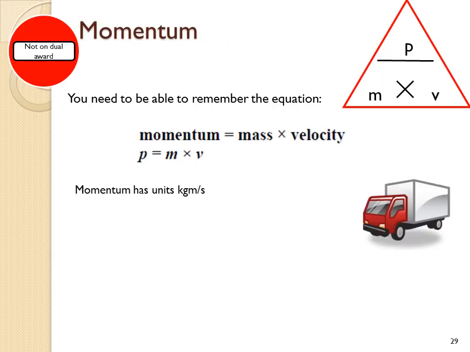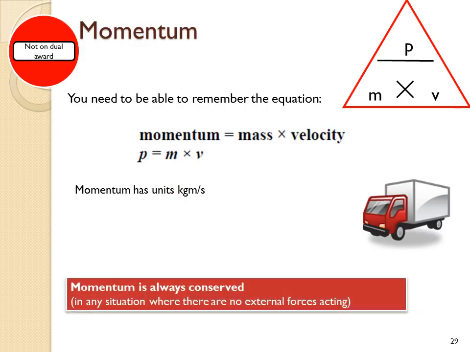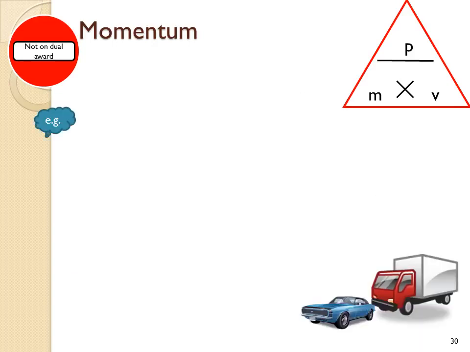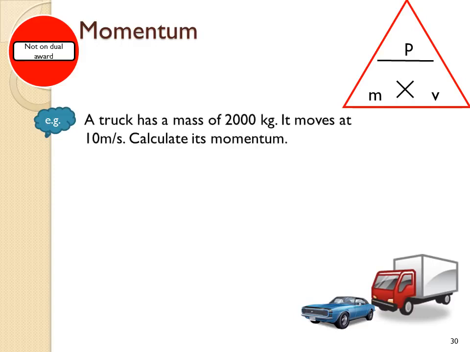Momentum is the quantity you get if you multiply the mass of any object by its velocity. So it has units of kilogram meters per second. And the rule that you have to understand with momentum is that momentum is always conserved. Let's look at an example of conservation of momentum.